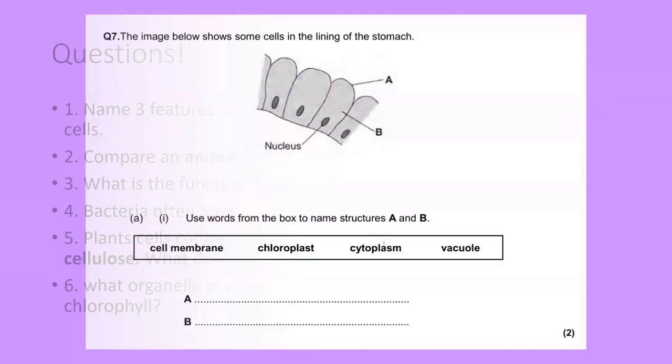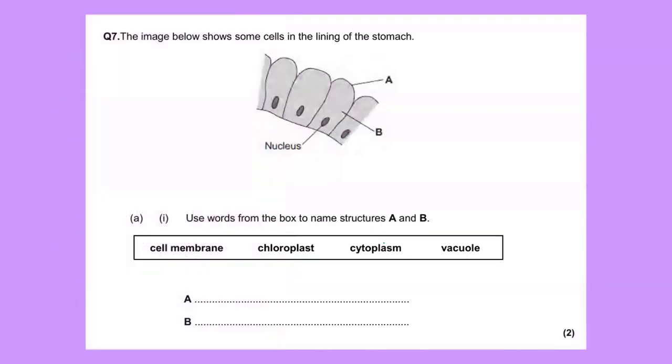Right, let's have a look at some exam questions then. So question 7, the image below shows some cells of the lining of the stomach. And they're asking us to name structures A and B. Okay, so A is pointing to the cell membrane. So A would be cell membrane. And then B is just pointing to the jelly-like substance, which is the cytoplasm. So that's kind of like the question that could come up.